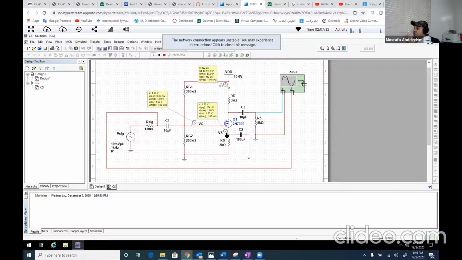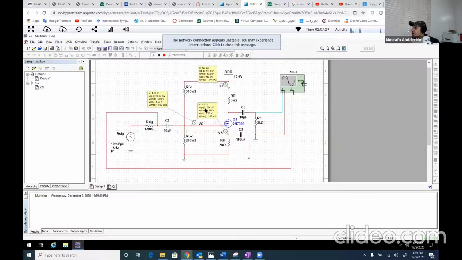Here I didn't measure VGS directly, although you can do this using this probe here. You can have a differential probe. This probe has 2 terminals. You put one on VG, one on VS, and it will give you the difference. But we can add 2 probes and that's it.